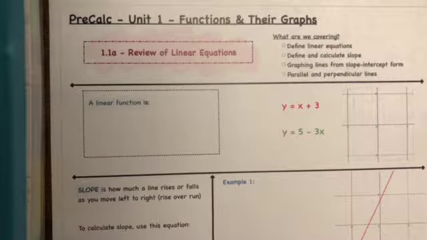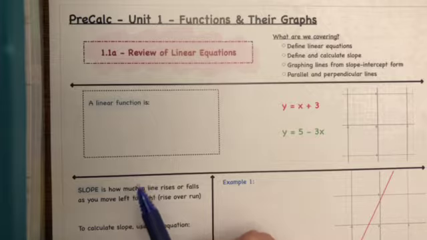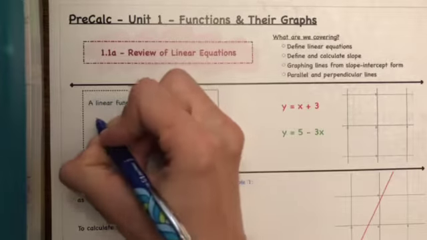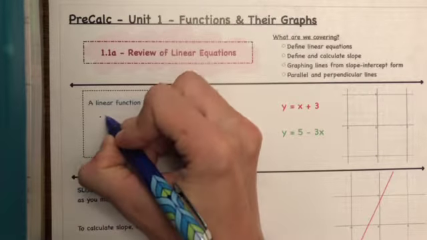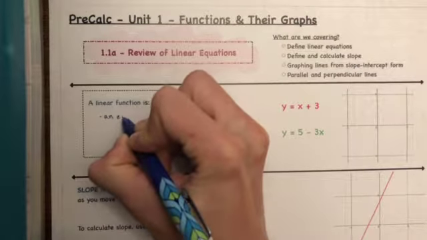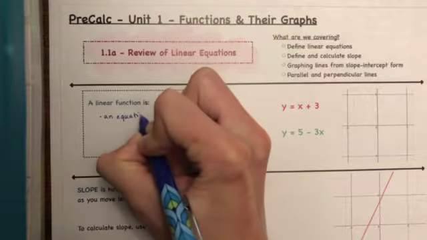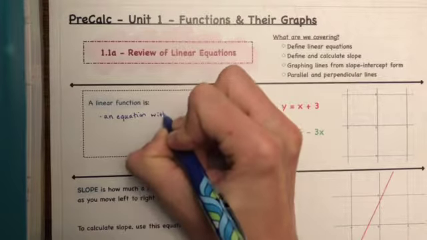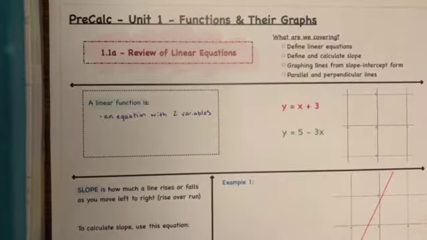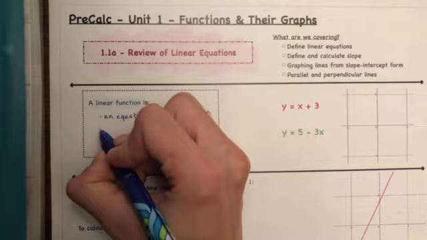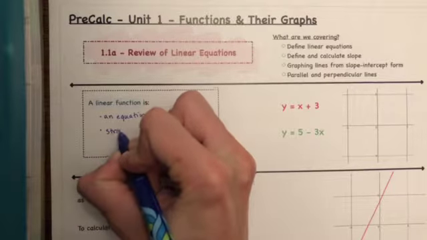All right, let's get started. So our first major question is, what is a linear function? What is a linear equation? A linear function, I'm going to have three things to it. The first is that a linear function has two variables. So it's an equation with two variables. And the second thing is that it's always going to be a straight line.